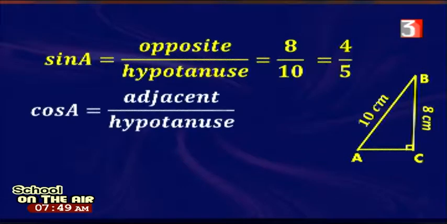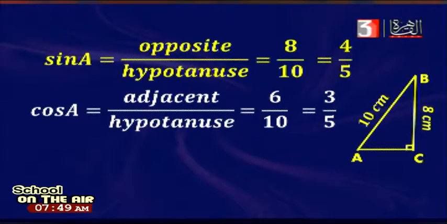Then what about cosine A? That's correct, it's cos A. So it is adjacent over hypotenuse. What about the adjacent of angle A? It's AC, which is of length 6 centimeters. And what about the hypotenuse? It is of length 10 centimeters. So it is 6 over 10 equals 3 over 5 after reduction.